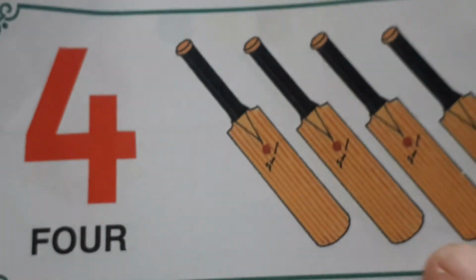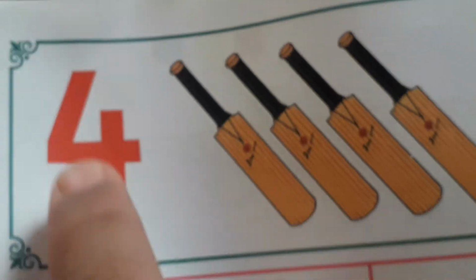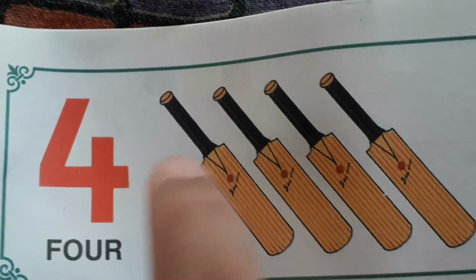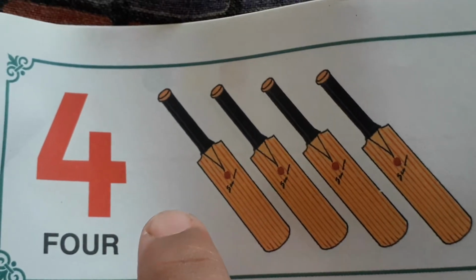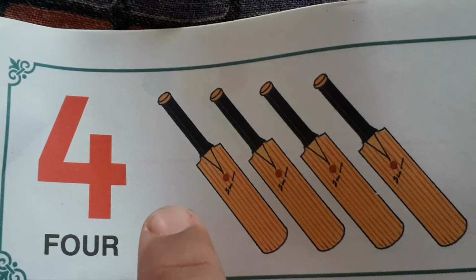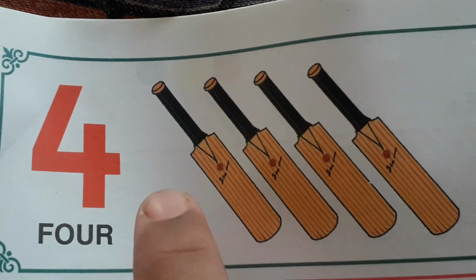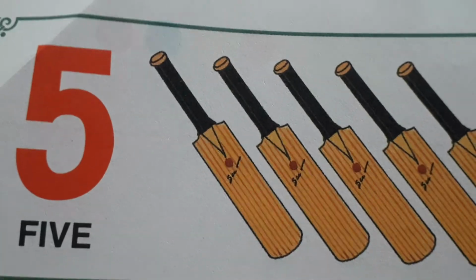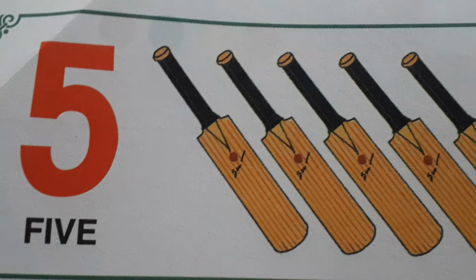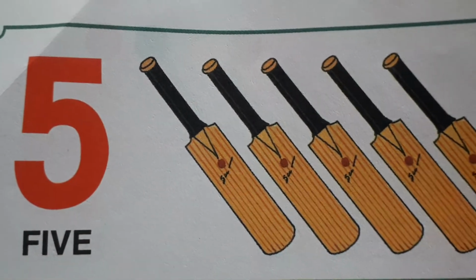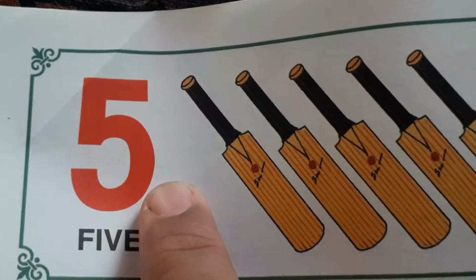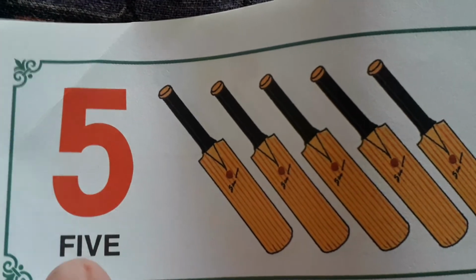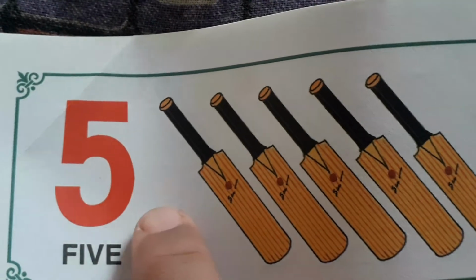Students, F is for four. Number four. F is for four. Number four. Four. Children, F is for number five. F is for number five. Five. Number five.